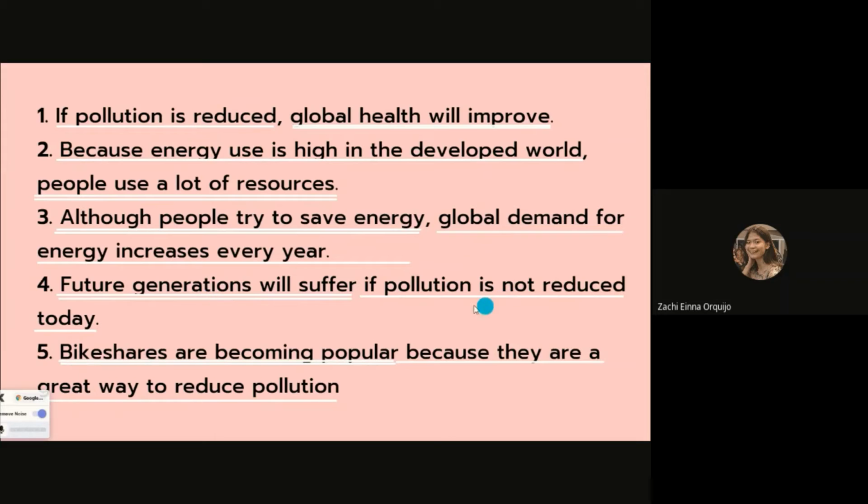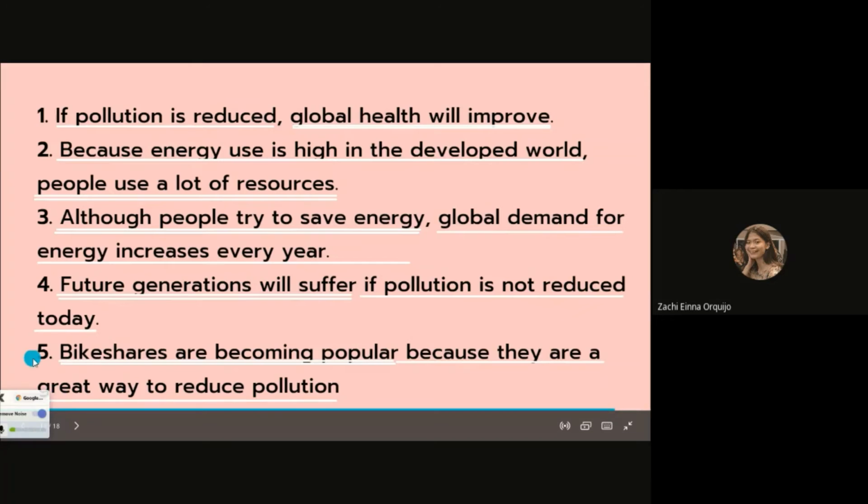Pang-apat, future generations will suffer if pollution is not reduced today. So ang cause po ay kung hindi natin babawasan or bibigyan ng solusyon ang pollution, syempre, sa future generation, maraming magiging problema. So future generations will suffer is the effect or the result if pollution is not reduced today. And lastly, bike shares are becoming popular because they are a great way to reduce pollution. So bike shares are becoming popular is the effect, and because they are a great way to reduce pollution is the cause.